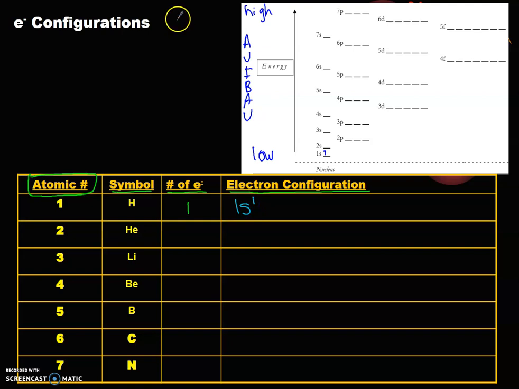Okay, so if we take a look at 1s1, what that is really saying is this is called the principal energy level. So this is the first layer. This is the type of orbital. And this little exponent up here is saying the number of electrons in that orbital. So in the 1s orbital, there is 1.